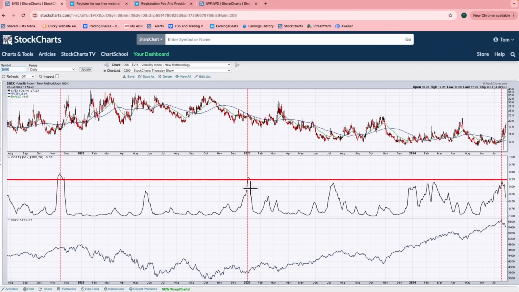Same thing back at the beginning of 2023. We had, in this case, the market going down and we had the VIX coming down. So the market's selling off and yet fear is getting lower, telling us that the market really isn't scared of too much. And what happened? We had a reversal back to the upside.